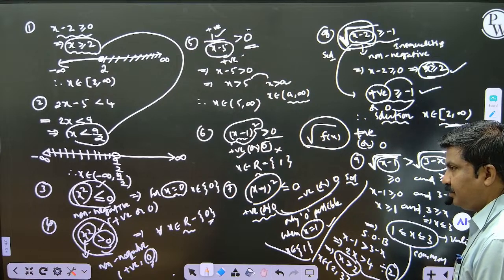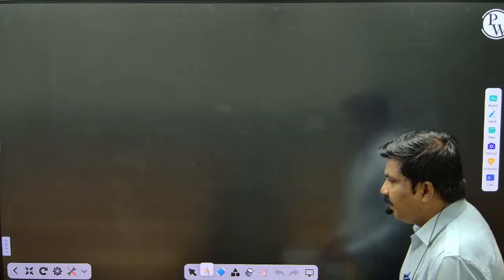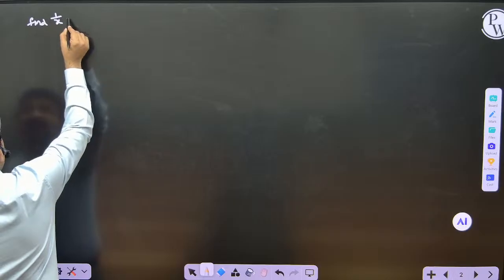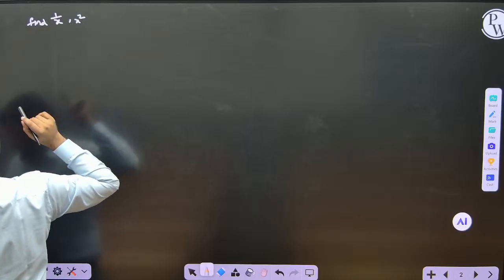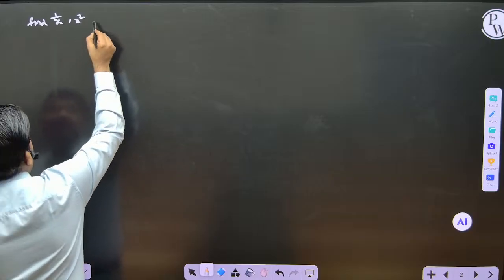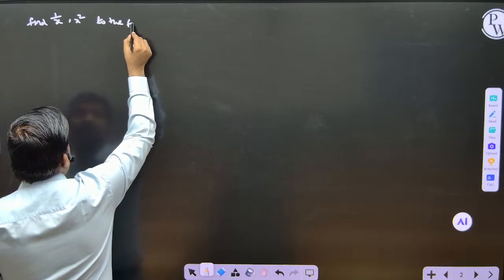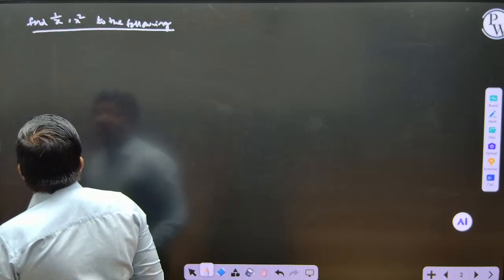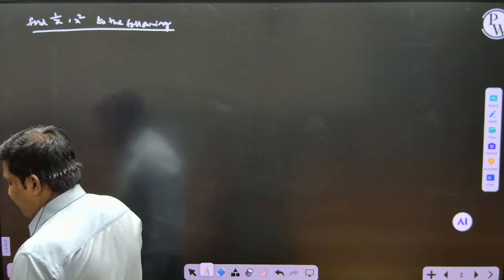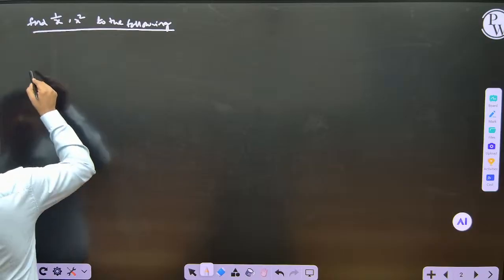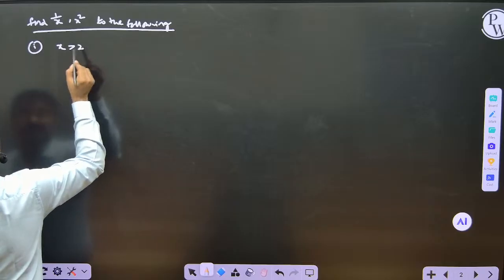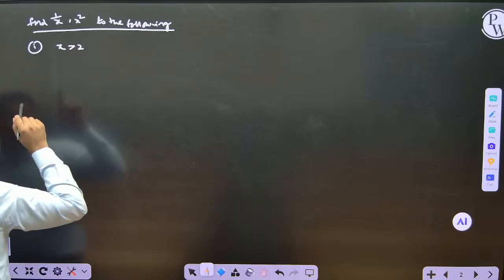Okay, now you just look at the next question. Find 1 by x comma x square. Find 1 by x comma x square for the following. So the first one is x greater than 2. Next, x greater than 2.